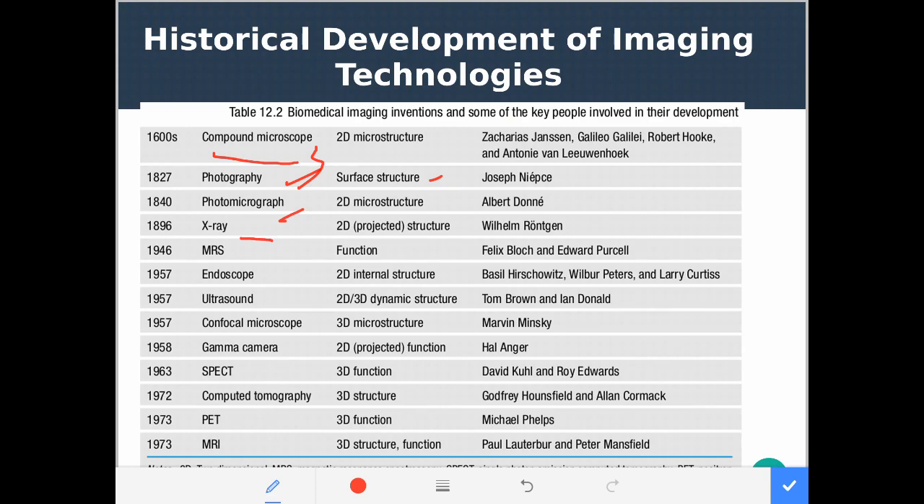Then from there, you have your MRS, magnetic resonance spectroscopy, and then endoscope, ultrasounds, confocal microscope, and then concluding with MRI in 1973. MRI now is a must-have. Most hospitals nowadays have MRI, which is of great help to doctors in their diagnosis.